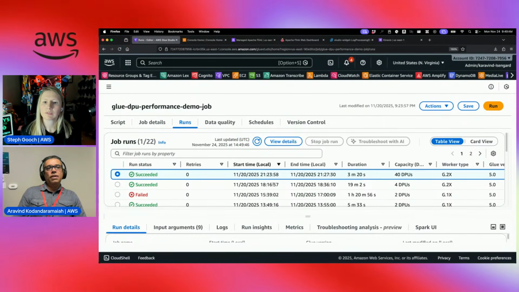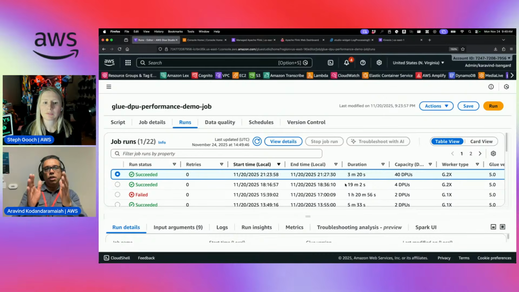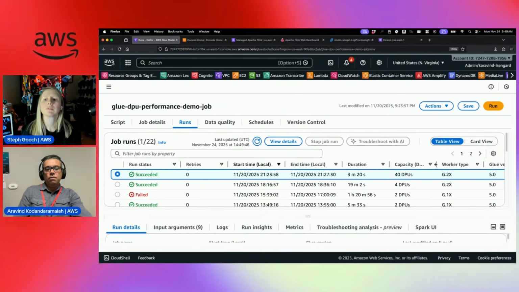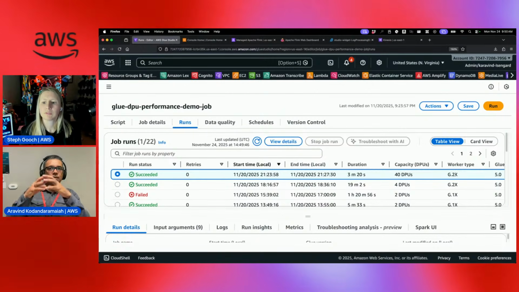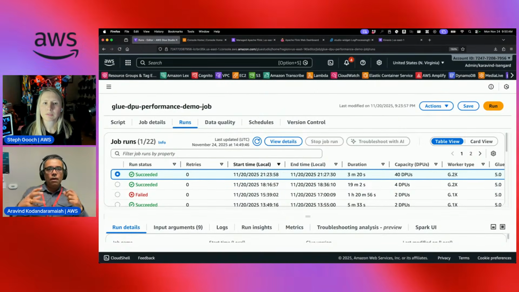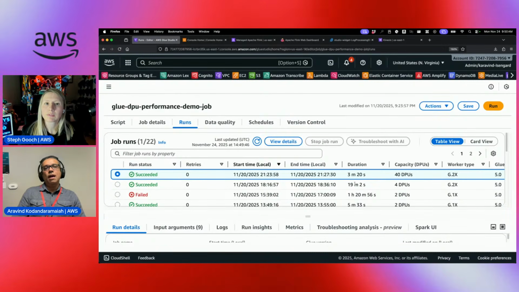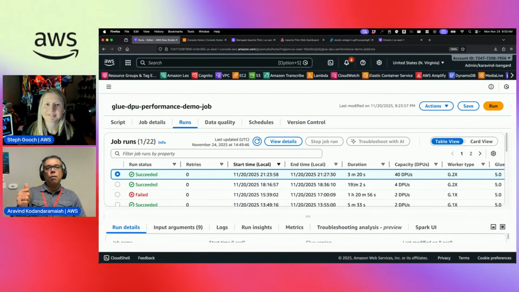So with 10 gigs of data, you see two differences here, right? I wanted to focus on the duration aspect as well as the capacity. We call them DPUs. And then there's a concept of the worker type. Think about this more as an instance type. You get compute and memory combinations there, right? But you see a difference in the duration of the job itself. The first job ran for 19 minutes, while the second one actually completed in just 3 minutes.